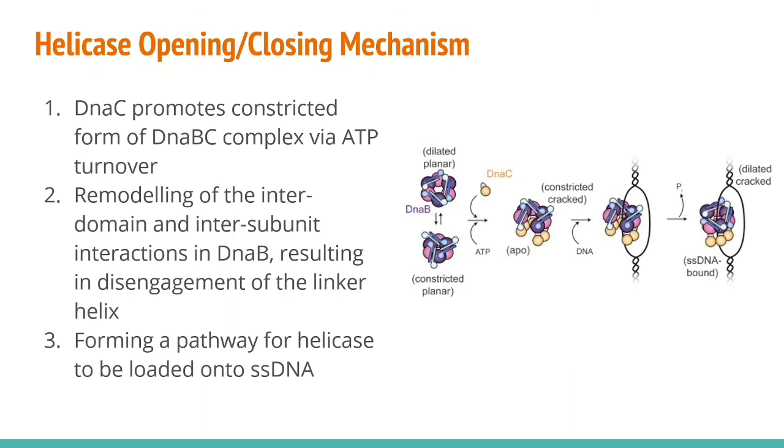And now, the conclusion. There are 3 points in the helicase opening and closing mechanism from this presentation. The first one is that DnaC promotes the constricted form of the DnaB-C complex via ATP turnover. Second, the remodeling of the interdomain and inter-subunit interactions in DnaB will result in disengagement of the linker helix. The last one is the formed pathway for helicase to be loaded onto the ssDNA.